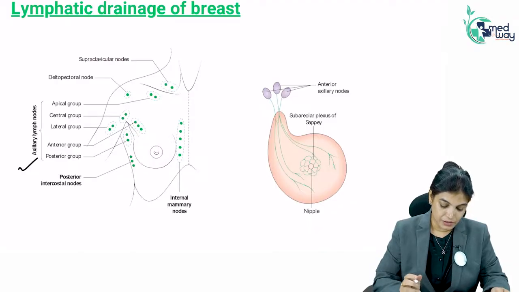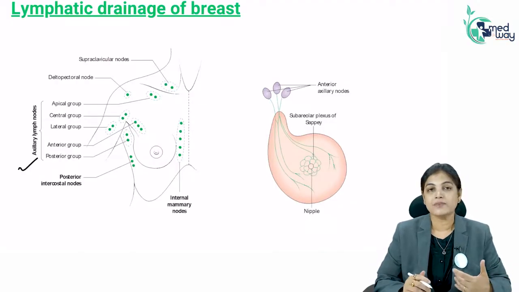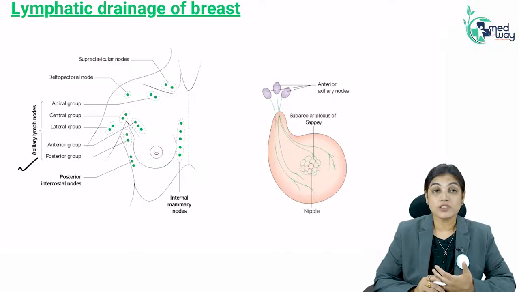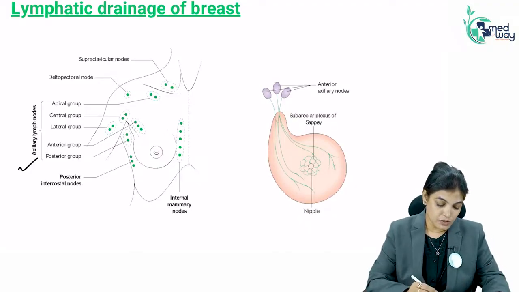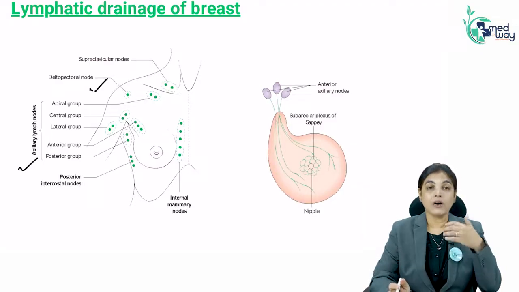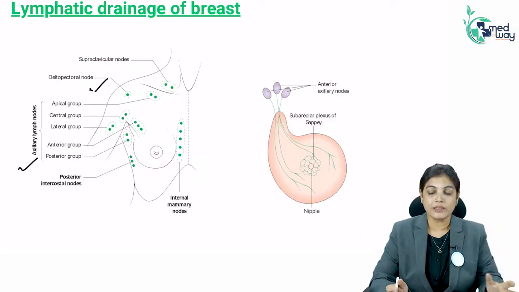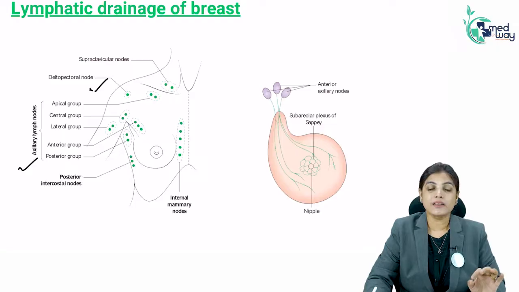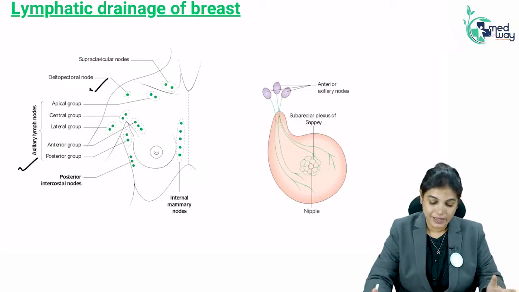So, we have the axillary group of lymphatics. Basically, we have anterior, posterior, and also the deltopectoral groups, and the other groups all will go to the supraclavicular lymph nodes. So basically, these are the primary lymph nodes involved in lymphatic drainage.